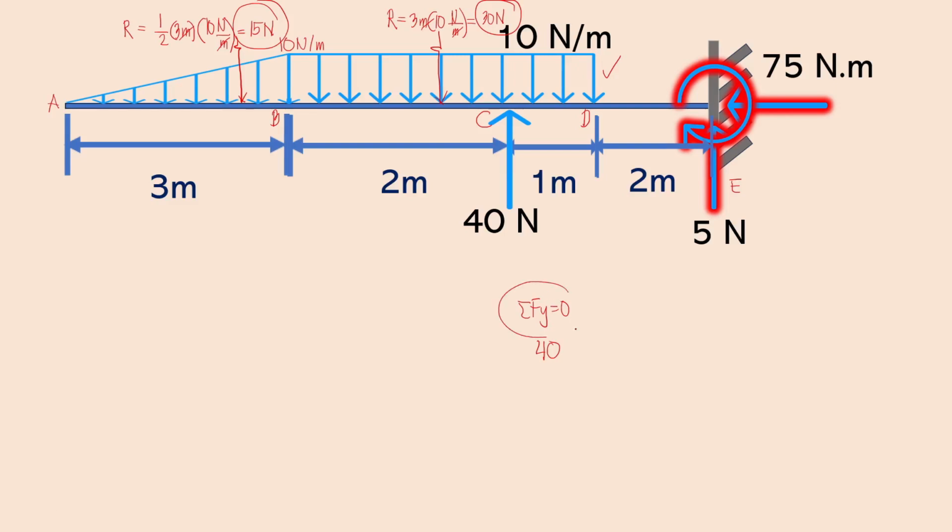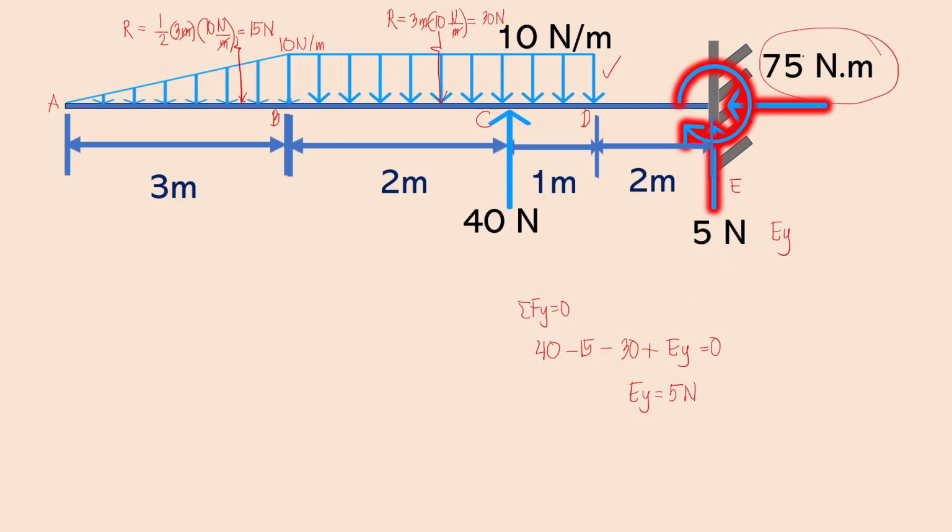And so, again, summing up forces vertical, we have 40, this one acting upward, and then minus 15, kasi this is acting downward. So, minus 15, and then minus 30, because this is also acting downward, and then plus the vertical reaction at the fixed support. So, diba, itong 5, this is initially unknown. And so, let's just label that as EY. So, plus EY, and then equate natin to 0. And so, solving EY, we will have EY is equal to 5 newtons. And so, that's why this is 5 newtons.